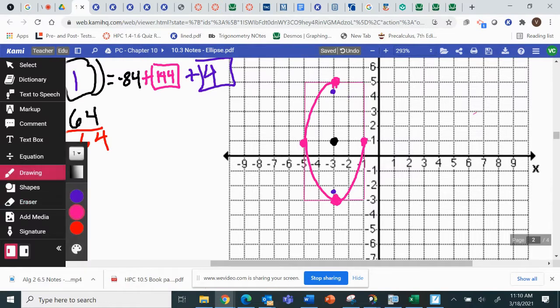Where can you go to make sure that you didn't just royally mess that up? Can you type this equation into your graphing calculator?